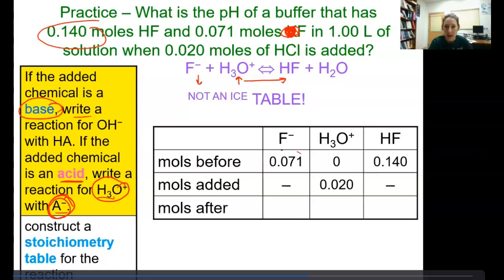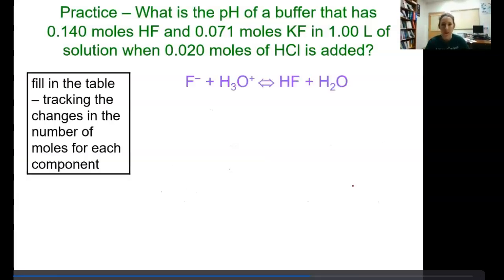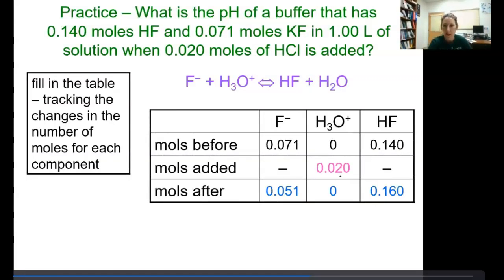So that means that this F minus is going to go down by 0.02, right? And it's going to increase the amount of our HF, which is going to go up by this much. So here it is. So here's the amount we added. None of it's left, right? So this is 0.07 minus 0.02. That's what gave us our 0.051, right? Because we added this, which made this go down and this go up. And then this went up by this amount, right?